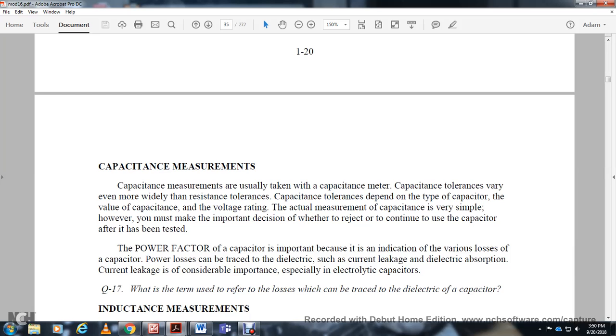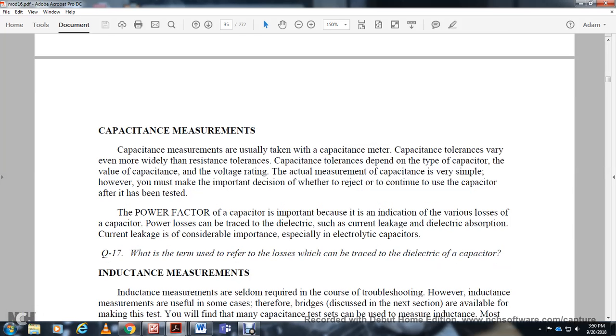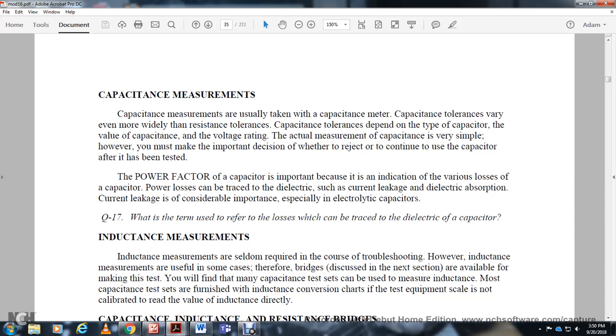Use the capacitor after it has been tested. The power factor with the capacitance is important because it is an indication of the various losses for the capacitor. The power loss can be traced in dielectric losses, current leakage, and dielectric absorption. Current leakage is of considerable importance, especially with electrolytic capacitors.